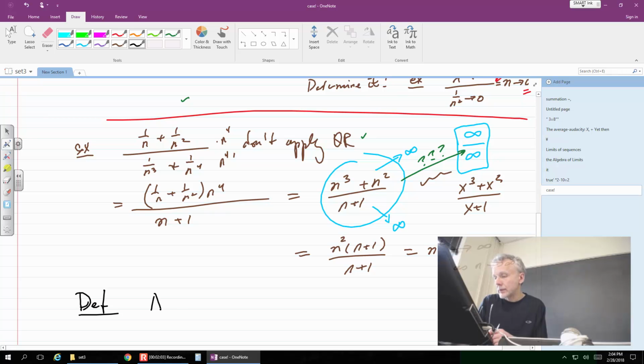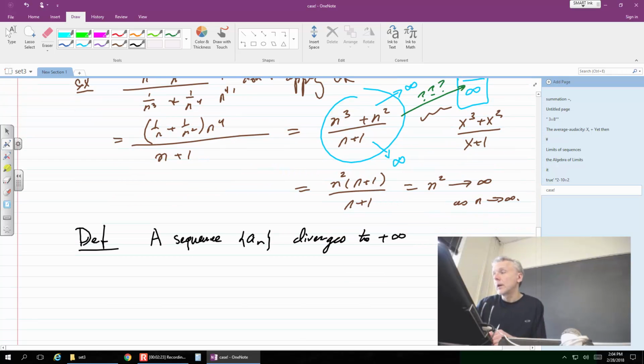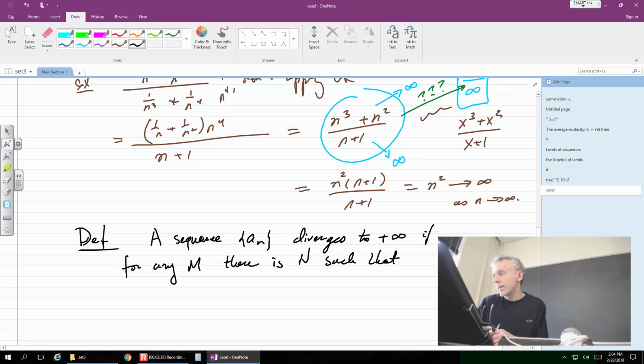So a sequence a_n diverges to plus infinity. There are two, and they are certainly very distinct. So for any M, there is an N such that a_n is larger than M when n is larger than capital N.